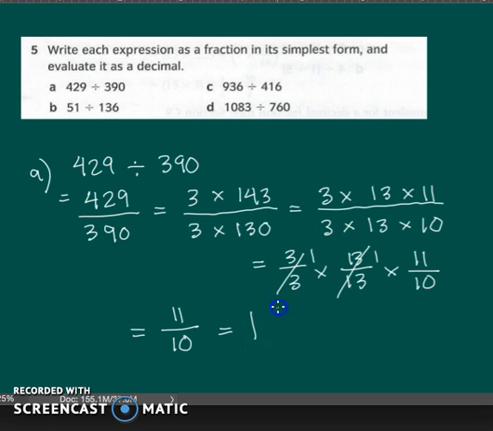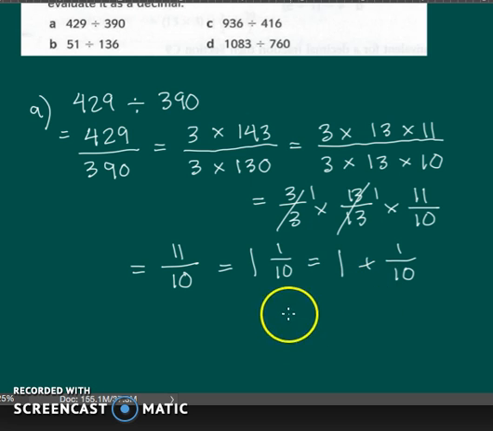Which I can also rewrite as 1 and 1/10, or 1 plus 1/10. And how do I express 1/10 in decimal form? I can write 0.1, so 1 plus 0.1 is equal to 1.1.